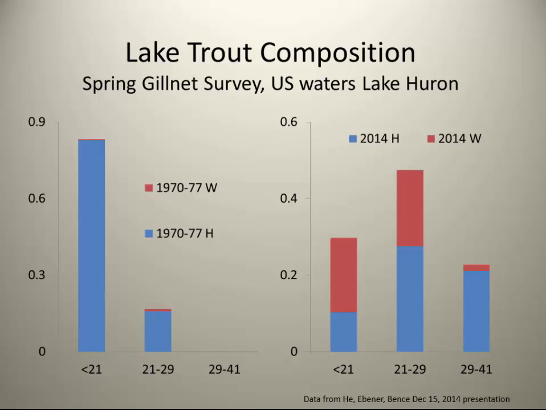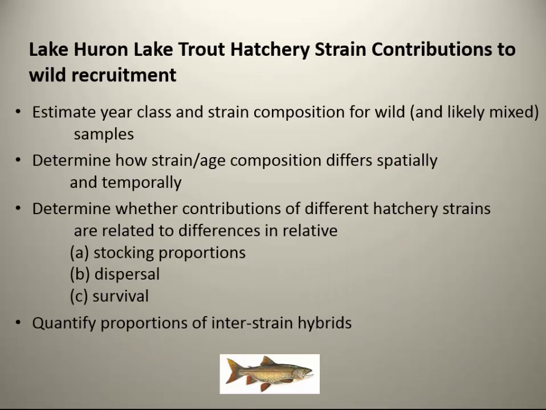The last example that I'd like to talk about, and this is a slide that G presented in the former talk, was trying to use genetic stock identification and the age analysis of fish to understand a little bit more about what strains were recruiting these wild fish. So we have an increase relative to previous time periods. These red portions of the bars represent the proportions of fish of different size classes being of wild origin and hatchery origin. And the question was, what was the year class and strain composition of these wild fish?